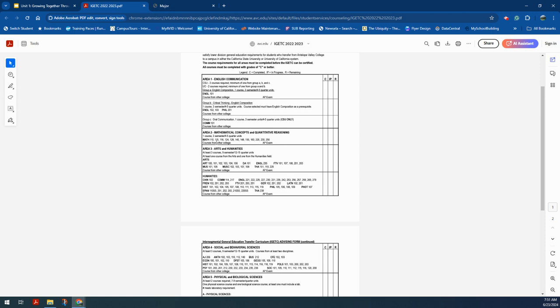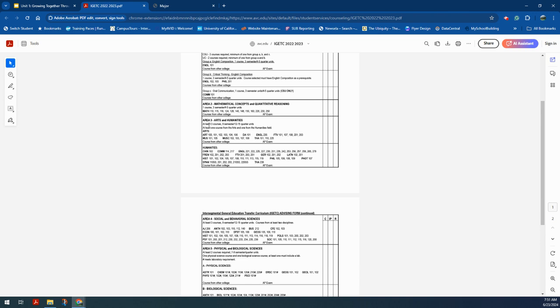So you'll have Math 110, 115, 116, and so on. You pick 1. Area 3, arts and humanities. You need at least 3 courses, 9 semester units, at least 1 course from arts and 1 from the humanities field. And then the third can be from either.